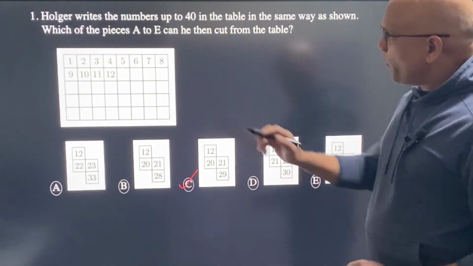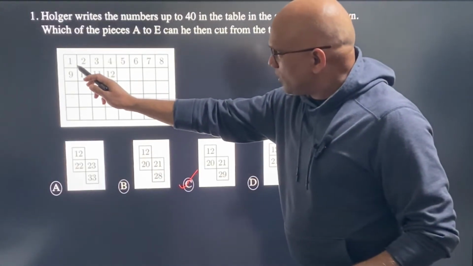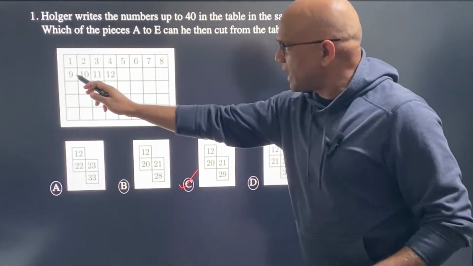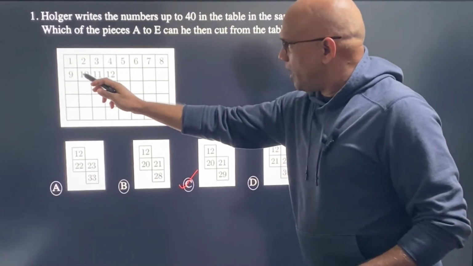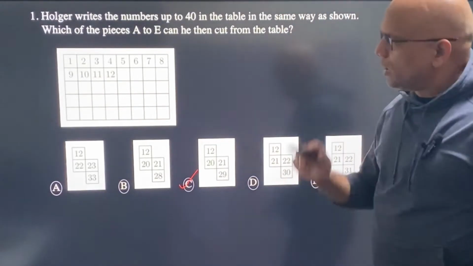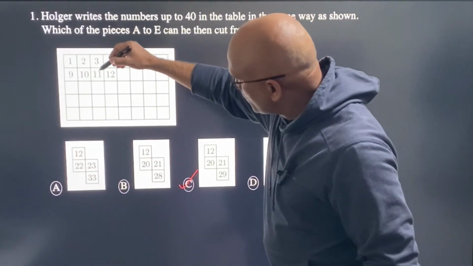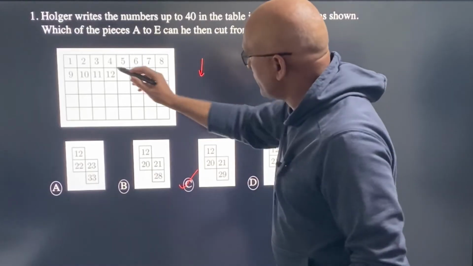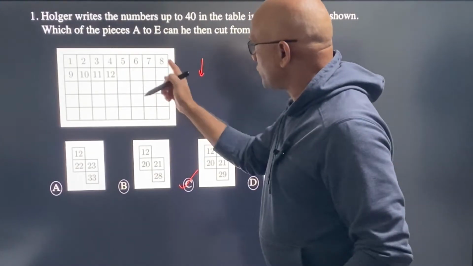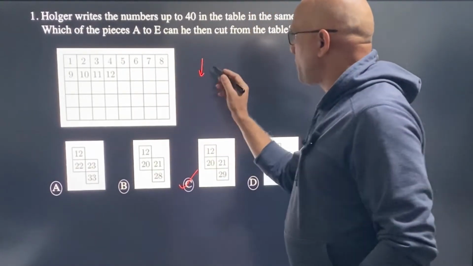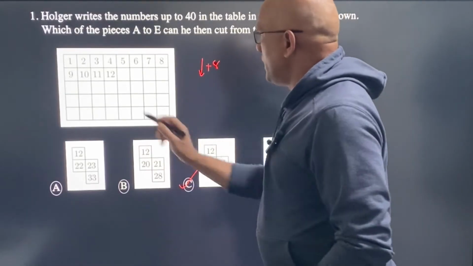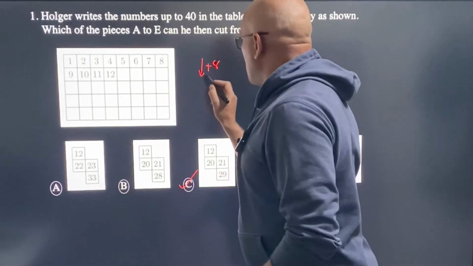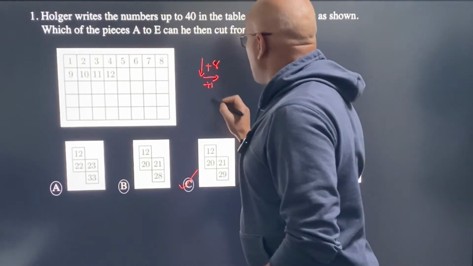Alright, now we can see that in one row there are 8 numbers, and after that we start again, right? So if I go this way, the difference is 8. If I go from top to bottom, it's a plus 8, because after 8 numbers we repeat again. And then if I go this way, it's the next number, so it's plus 1.